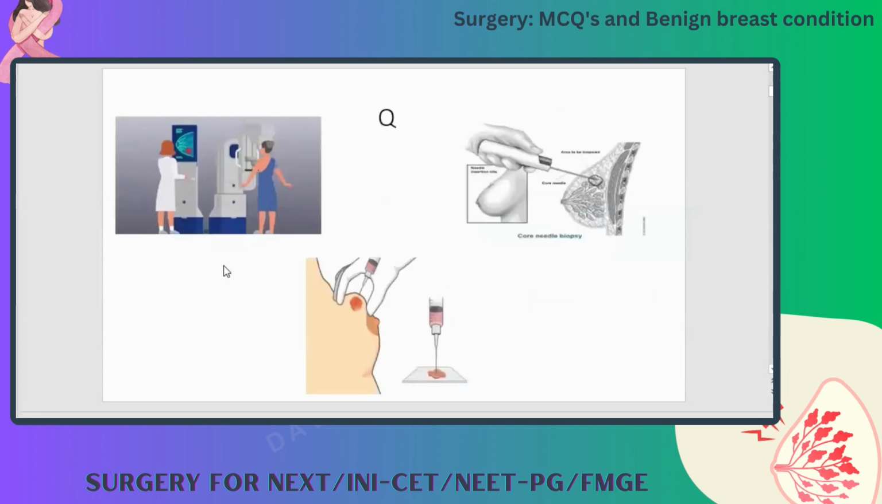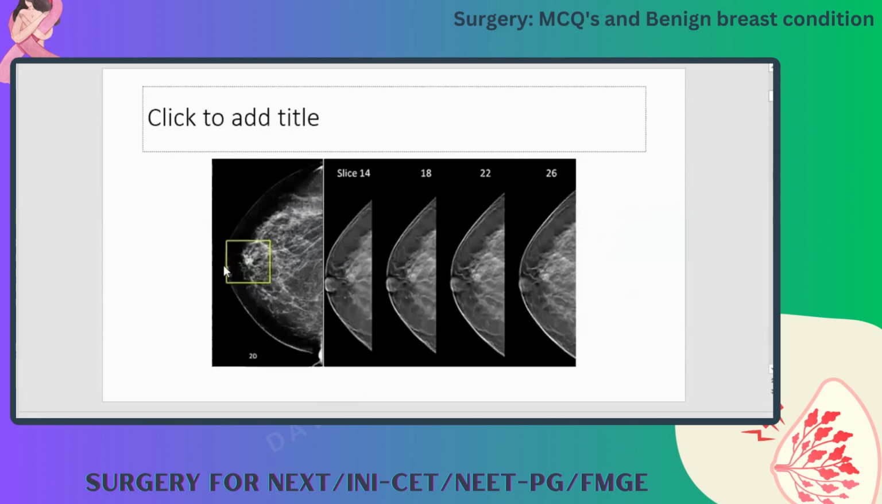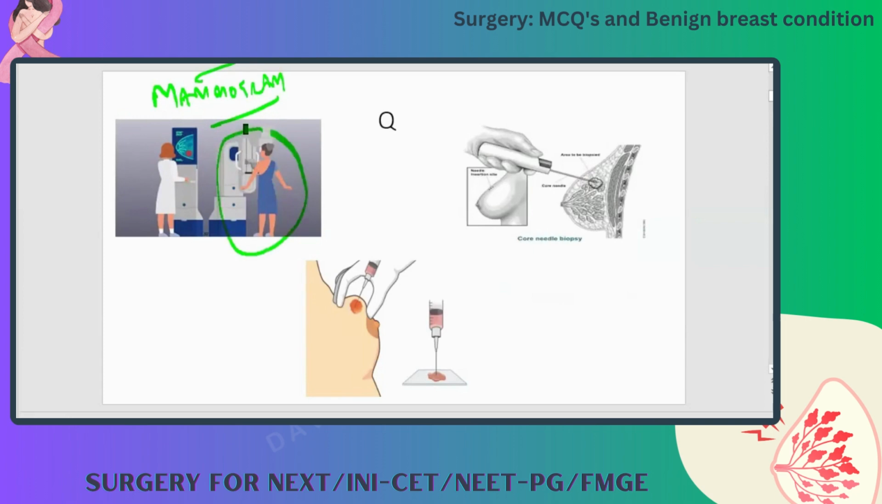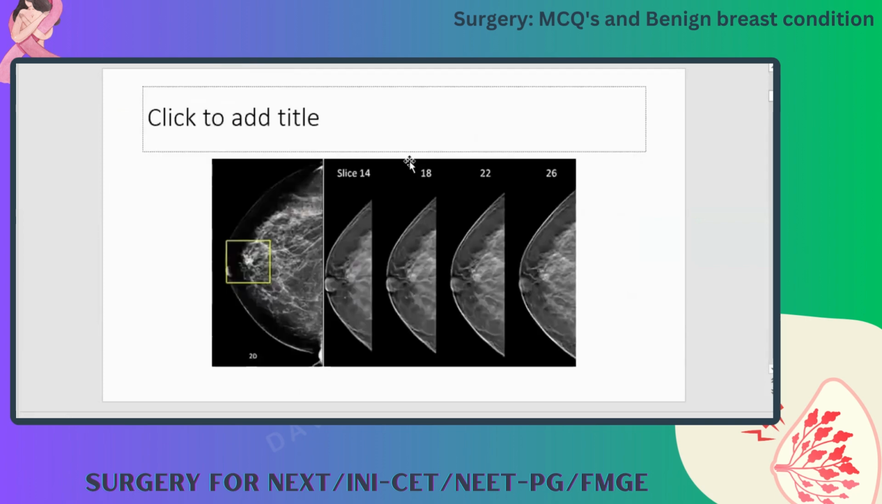So can you please explain that word, stereotactic? Yeah, I'll tell you. I'll show that image. See, this is the mammogram. A mammogram is just like an X-ray. This is an FNAC. This is a true cut. I told you already. So this is a stereotactic.